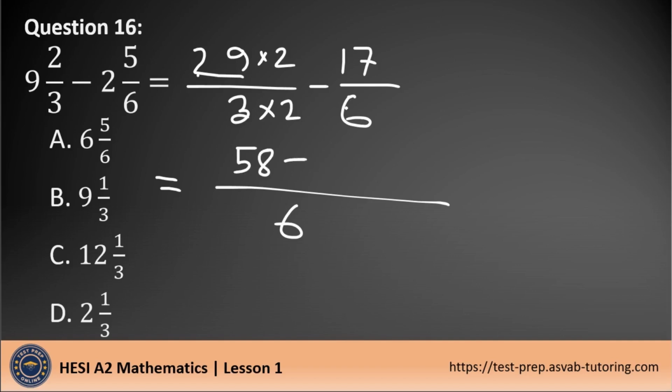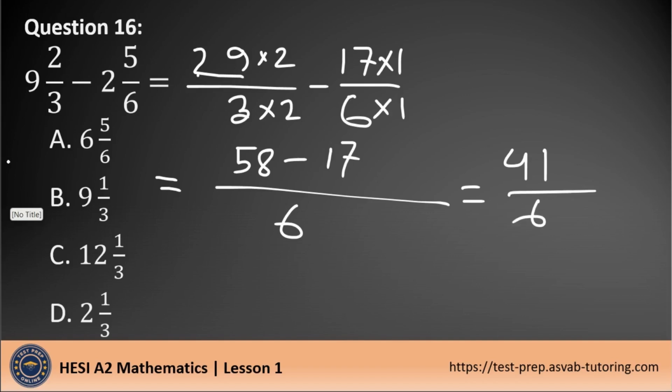So we will multiply with 1 on both sides. So here 17 times 1 equals 17. So now it becomes 41 divided by 6. So now find out the 41 divided by 6. So 6 times 6 equals 36, plus 5 equals 41 divided by 6. So option A is the answer for this question number 16. Let's check the answer. Here the answer is A.